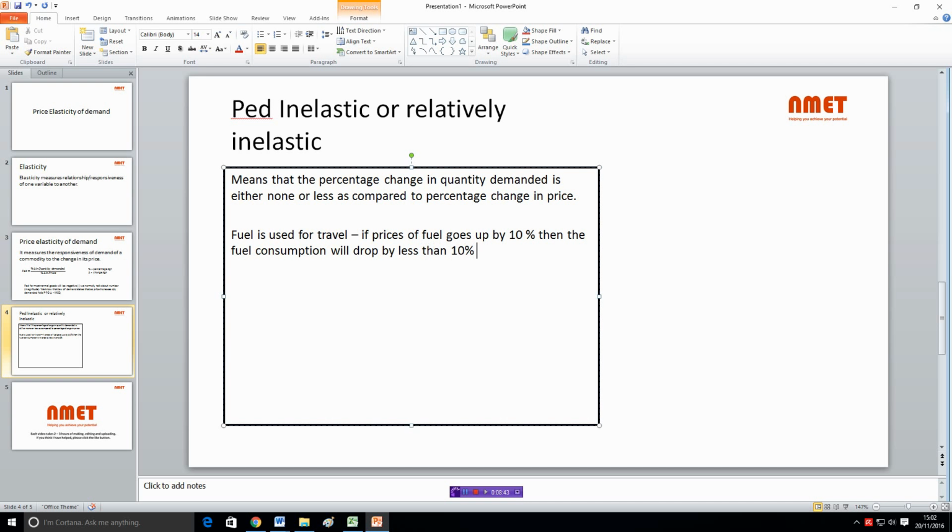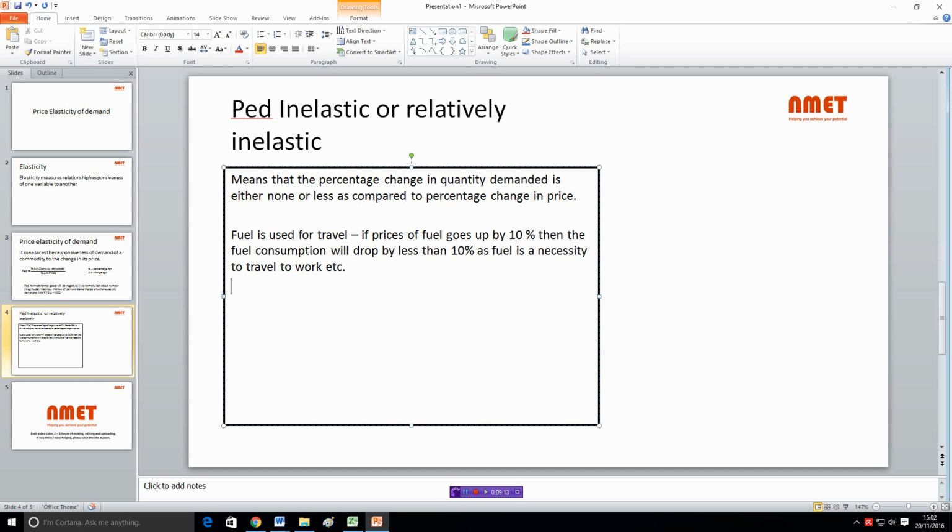Absolutely. So if the price of fuel goes up by 10%, then the fuel consumption will drop by less than 10%, as fuel is a necessity, as you rightly said, to travel to work, etc. Demand for fuel for leisure purposes might drop considerably, but fuel is mostly needed to travel from home to work by most people, isn't it? And that will drop, but not as much.